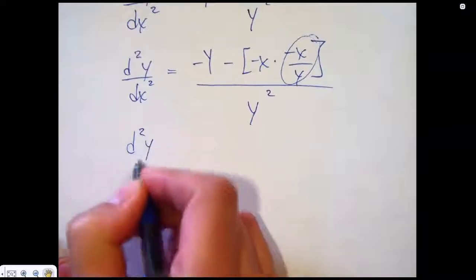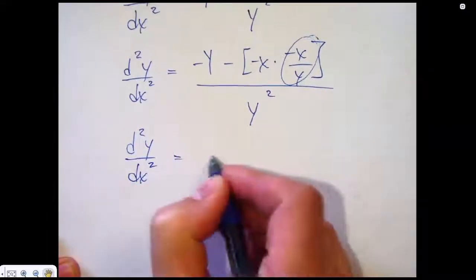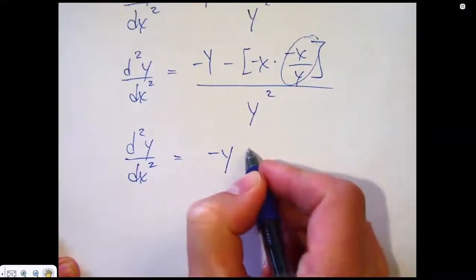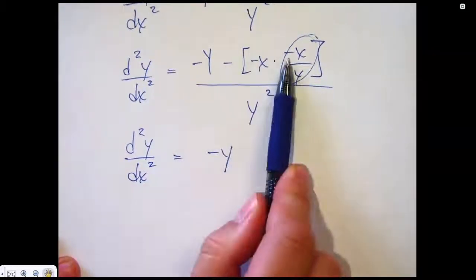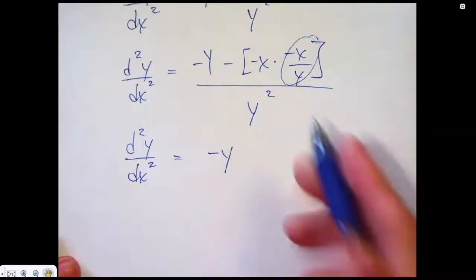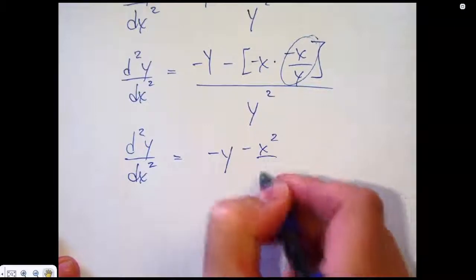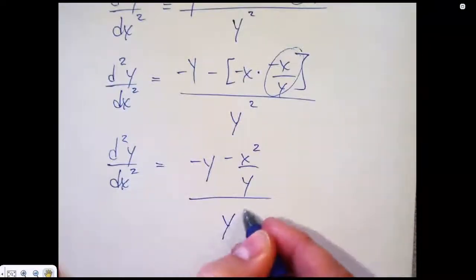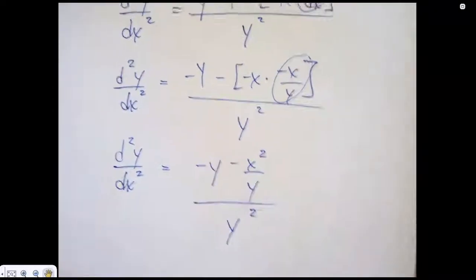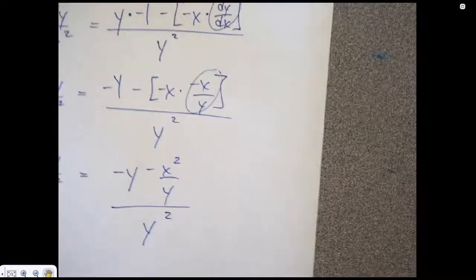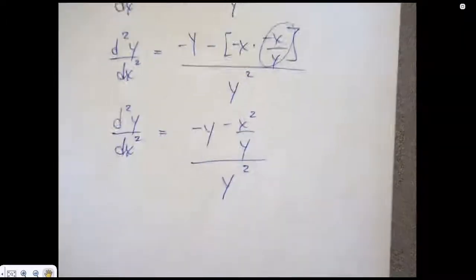So let's take another step and simplify that. We have three negative signs, right? Negative, negative, negative. So it's negative x squared over y over y squared. Fraction over fraction.